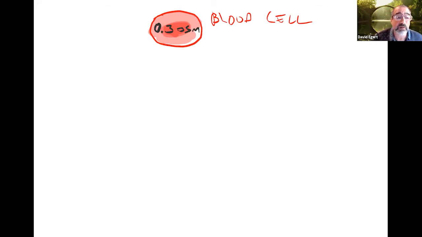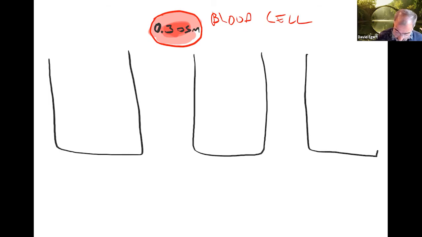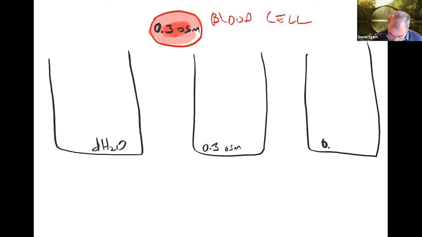So let's think about putting this blood cell in different kinds of solutions. I'm going to have three cases. I'm going to have one where I'm putting it into distilled water, one where I'm putting it into 0.3 osmolar, and one I'm going to put into something that's 0.6 osmolar. So these are different solutions of whatever.